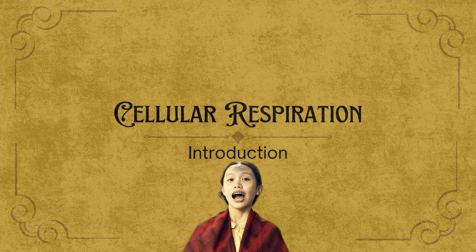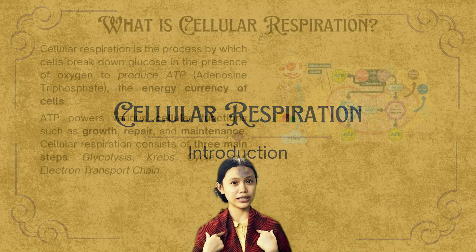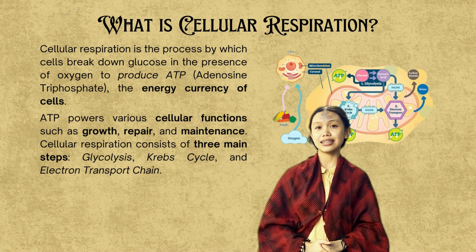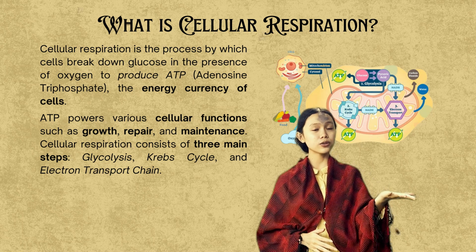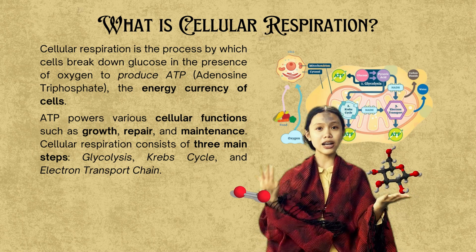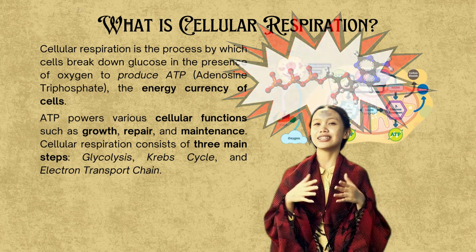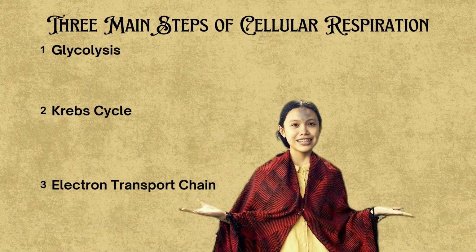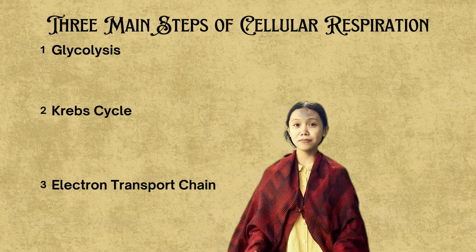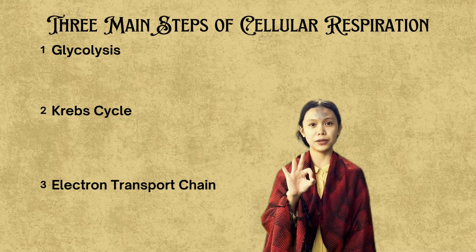Because, as you can see, how I'm supposed to bring balance to the world, cellular respiration is a process by which the cell breaks down one glucose molecule in the presence of oxygen to produce ATP, which serves as the energy currency for cellular functions. Now, to get it all back in balance, I need to master the 3 steps of cellular respiration.